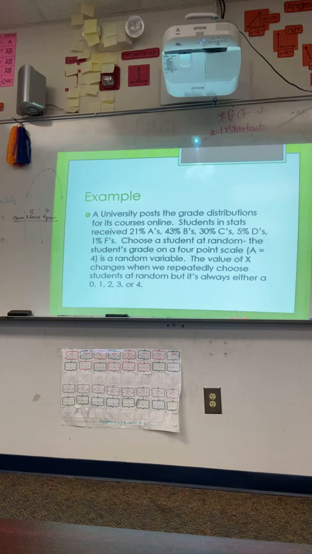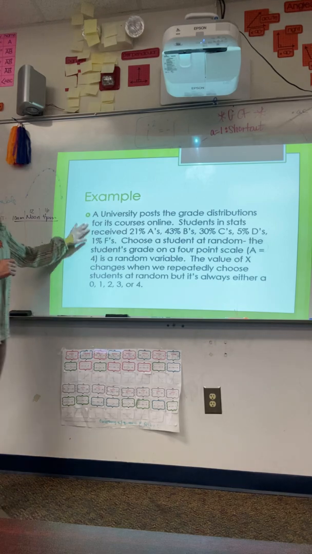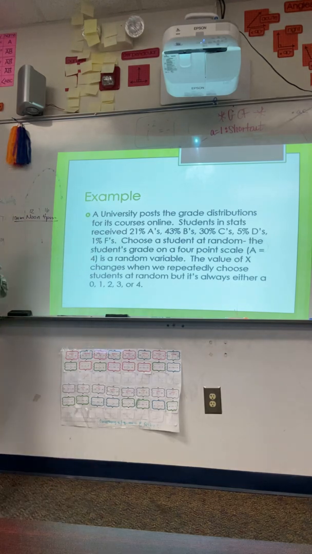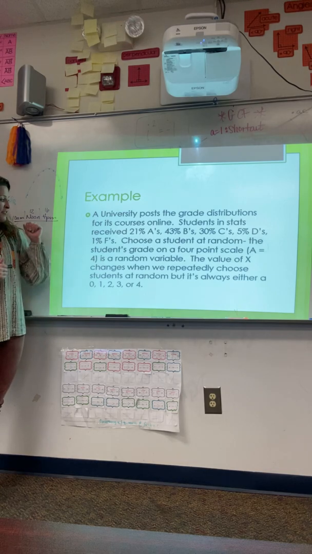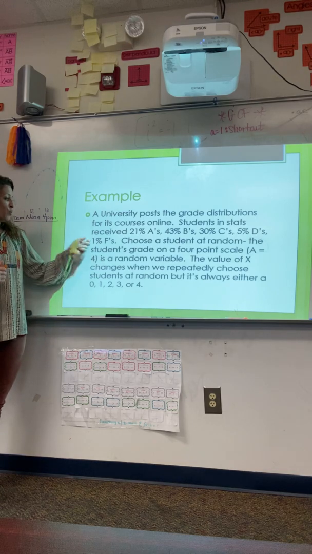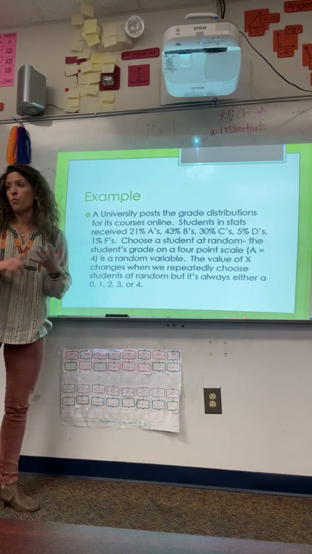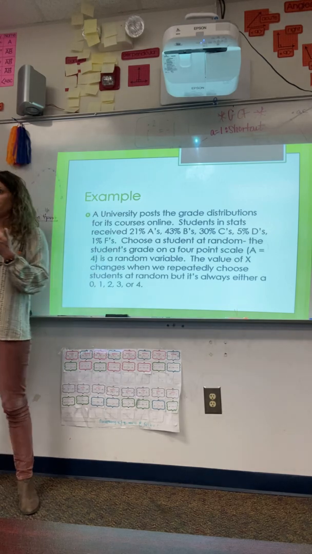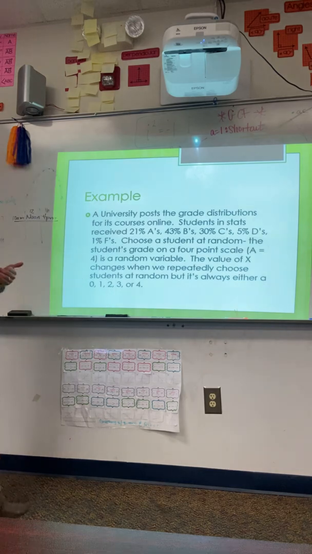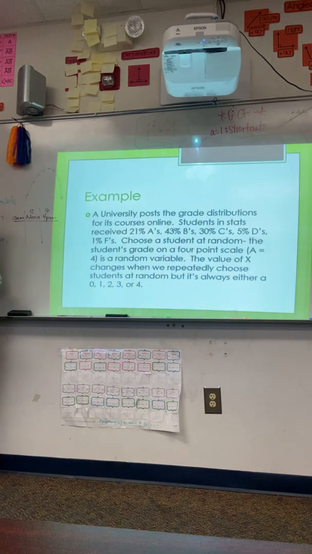All right, so here we go. A university posts a grade distribution for its courses online. Students in statistics, 21% got A's, 43% got B's, 30% C's, 5% D's, and 1% F. Choose a student at random on a 4-point scale. And so we know the scale, the 4.0, 3.0, 2.0, 1.0, or nothing. And it says we can choose a student at random.